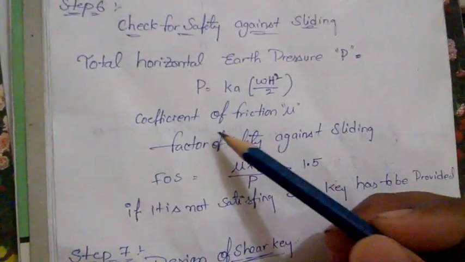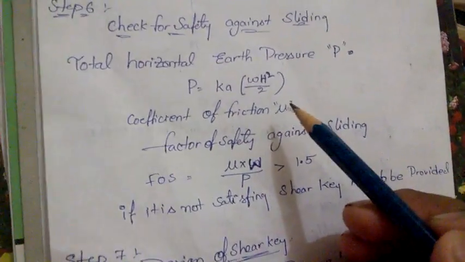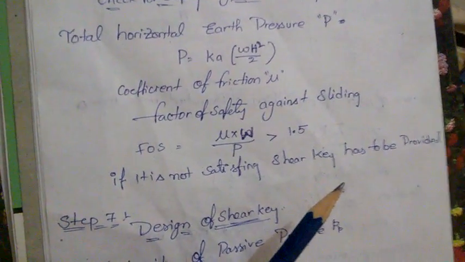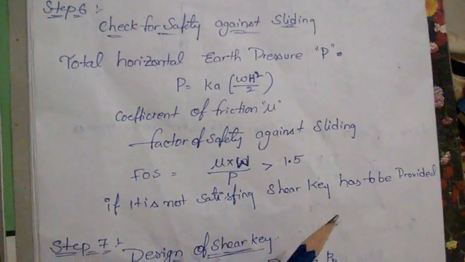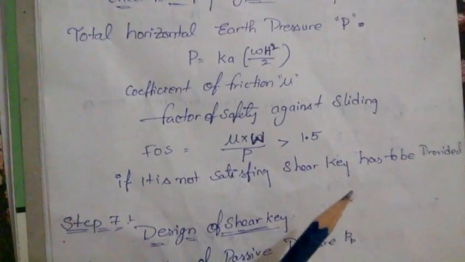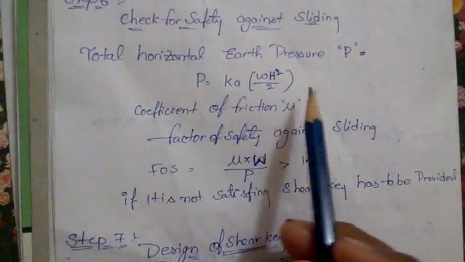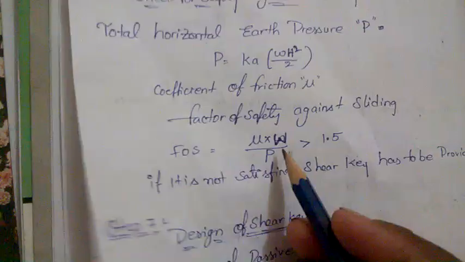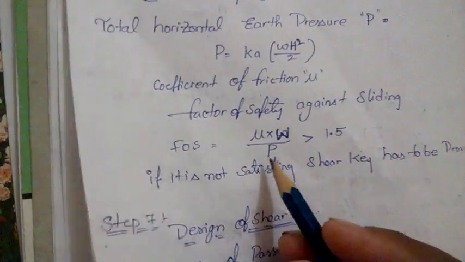Before that we have told that Ka is equal to (1 minus sin phi) by (1 plus sin phi). Now, coefficient of friction is denoted by mu. Factor of safety against sliding: we should use some factor of safety. Why have we taken that coefficient of friction mu? In this formula we are taking that mu value. Factor of safety is equal to mu into W by P.